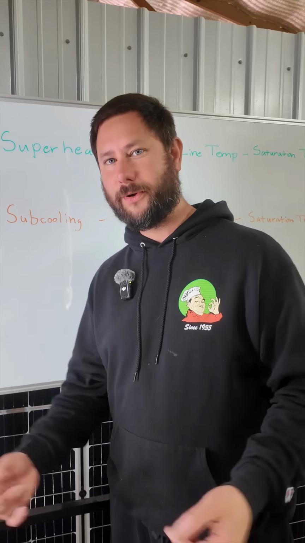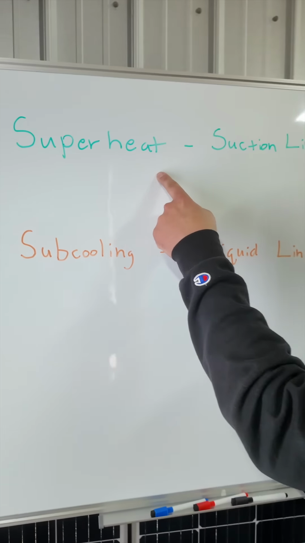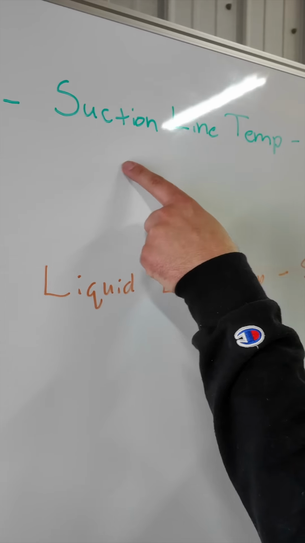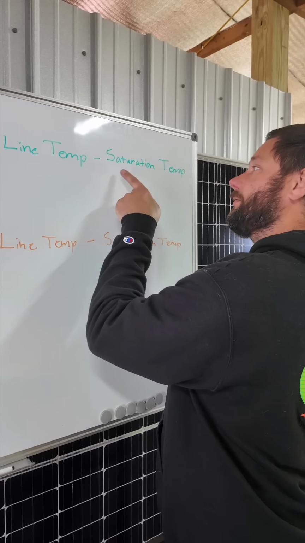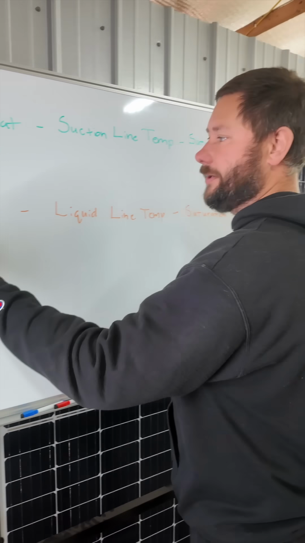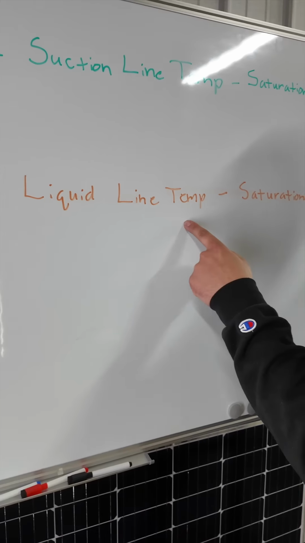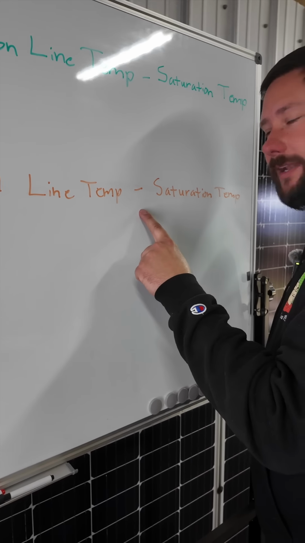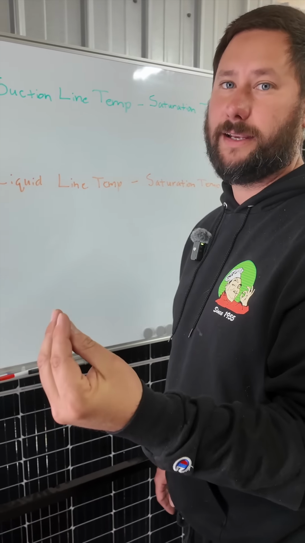So how do we find superheat and subcooling? With a set of gauges and a temperature clamp. To find superheat, we're measuring the suction line temperature with a temperature clamp and subtracting that temperature from our saturation temperature from our low side gauge. Where does subcooling come from? We take our temperature clamp and measure the liquid line temperature and then subtract that number from the saturation temperature that we get from our high side gauge.